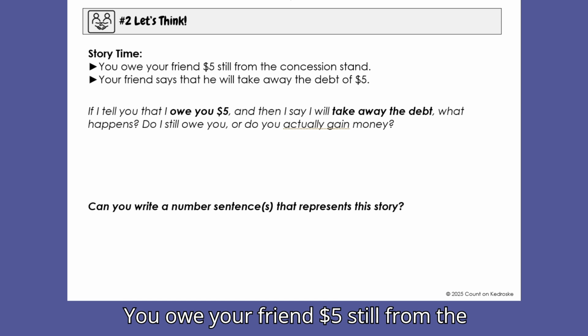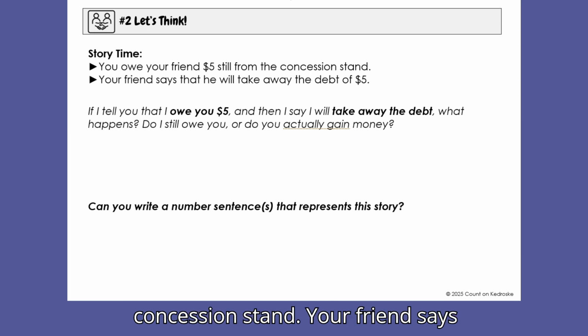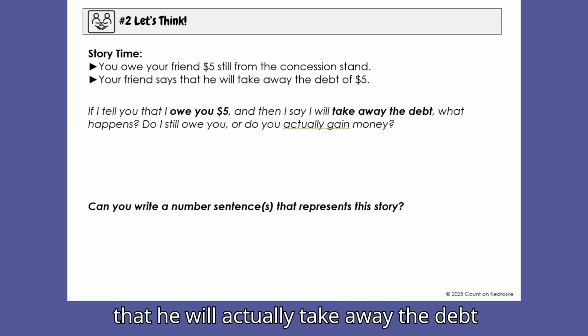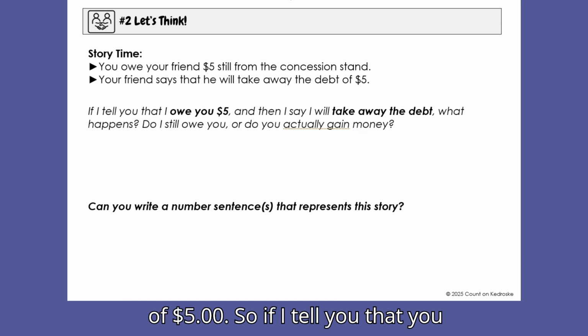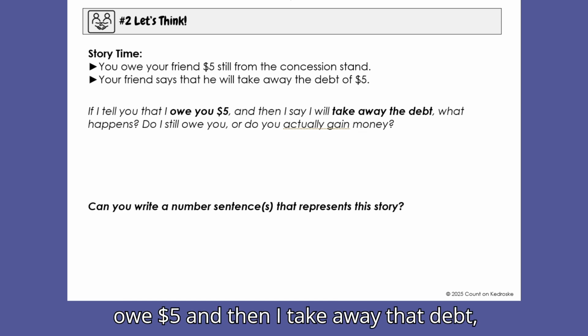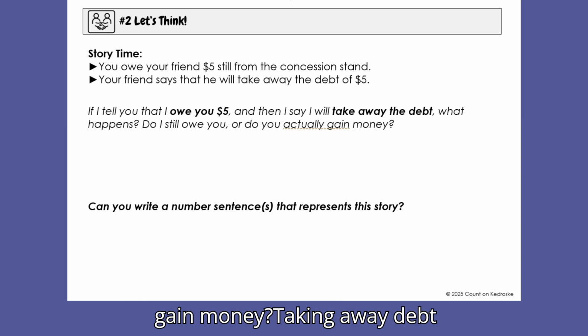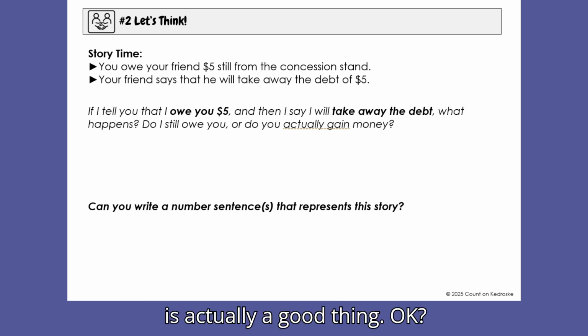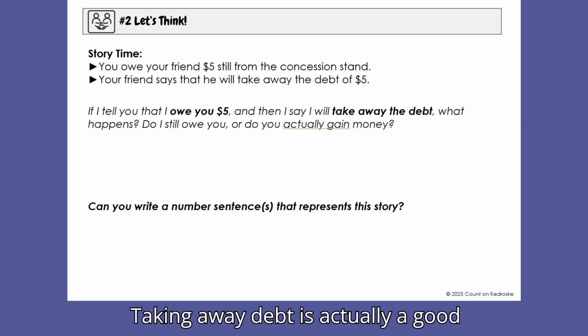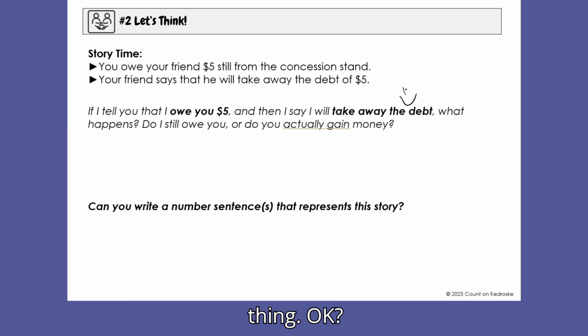You owe your friend $5 still from the concession stand. Your friend says that he will actually take away the debt of $5. If I tell you that you owe $5 and then I take away that debt, do I still owe you, or do I actually gain money? Taking away debt is actually a good thing.